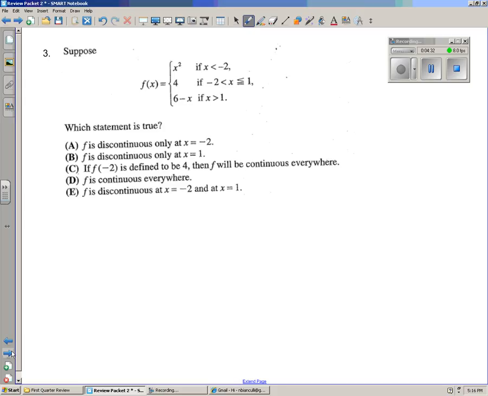All right, number 3, we have this function, and it says which statement is true? F of x is discontinuous only at x equals negative 2. Well, let's find out. At negative 2, if I try to find f of negative 2, we can't plug into the top rule directly because x has to be less than negative 2. And we can't plug into the middle rule because x is greater than negative 2. So f of negative 2 actually doesn't even have a value. It's undefined.